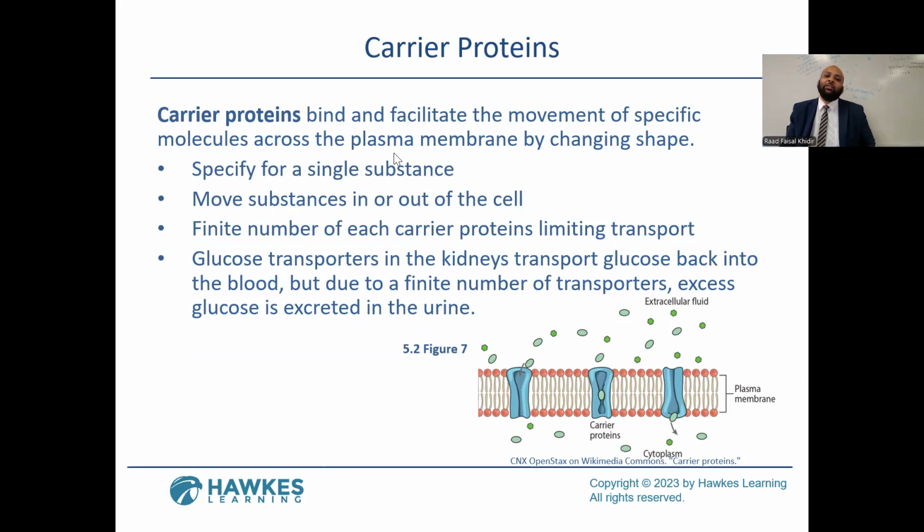The carrier proteins bind and facilitate the movement of specific molecules across the plasma membrane by changing shape. They are specific for a single substrate or a single substance. These are carriers, like for example the carriers for the electrolytes. Some protein channels carry sodium, they carry chloride down its concentration gradient. But you must utilize a carrier.